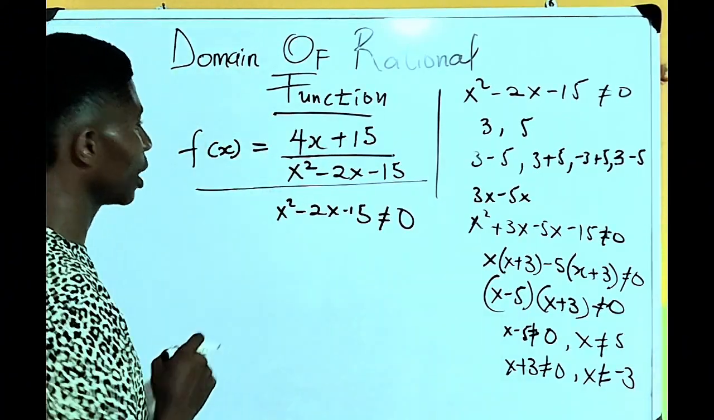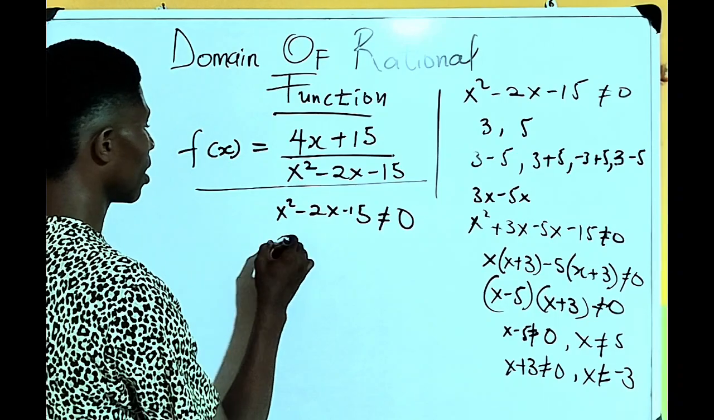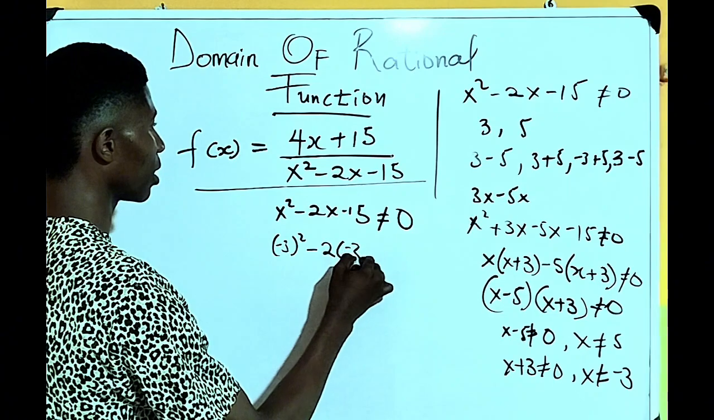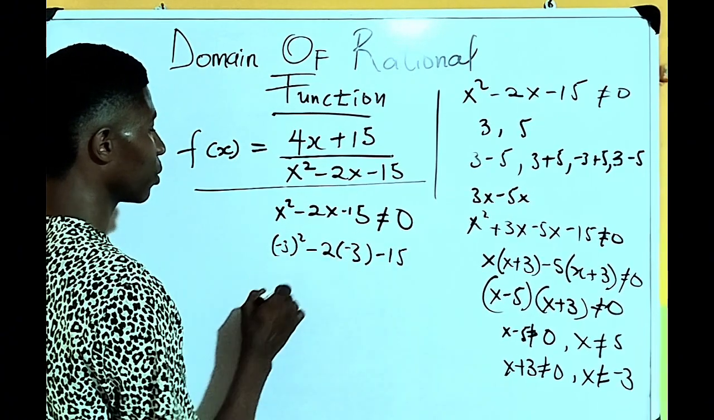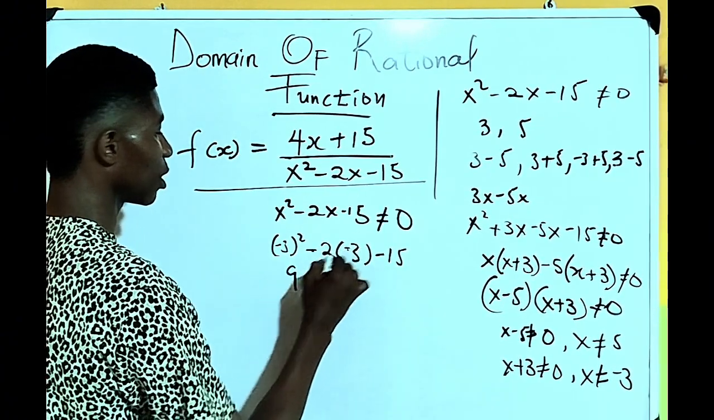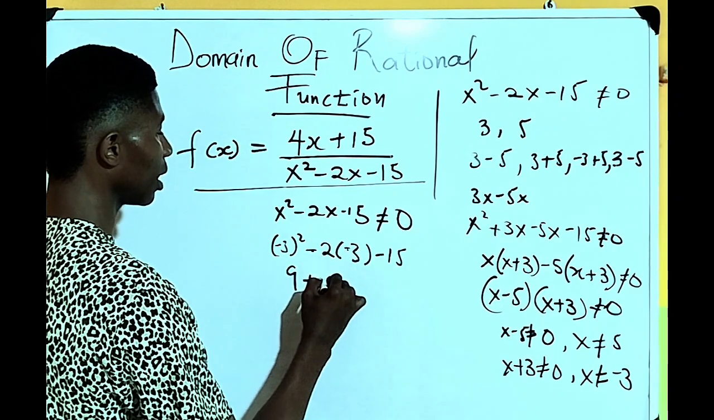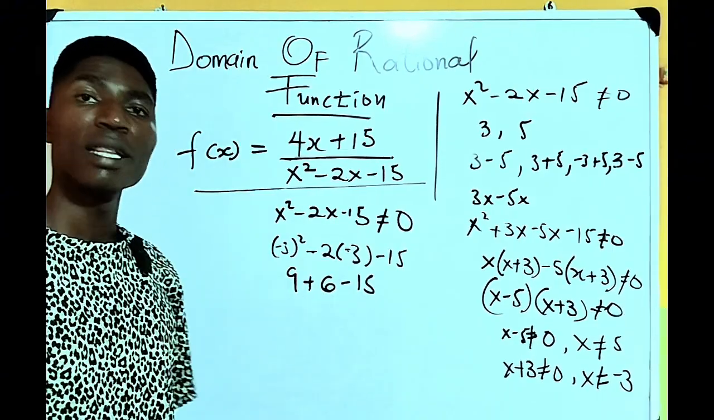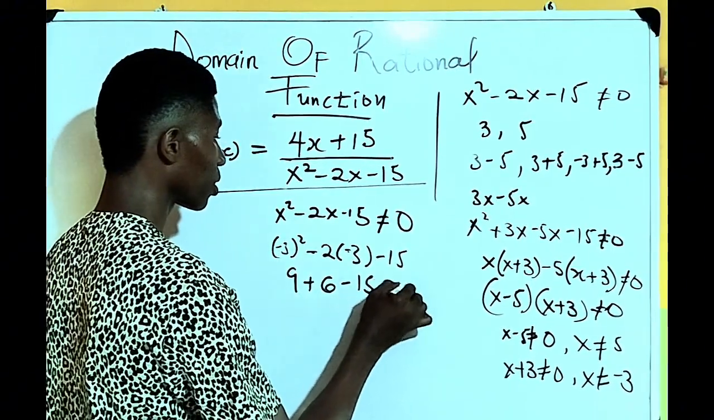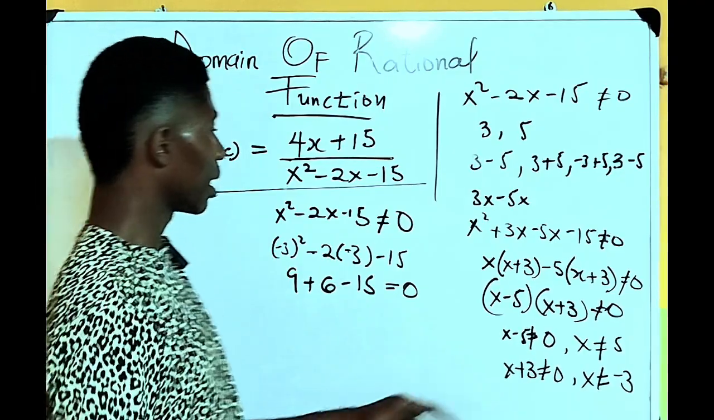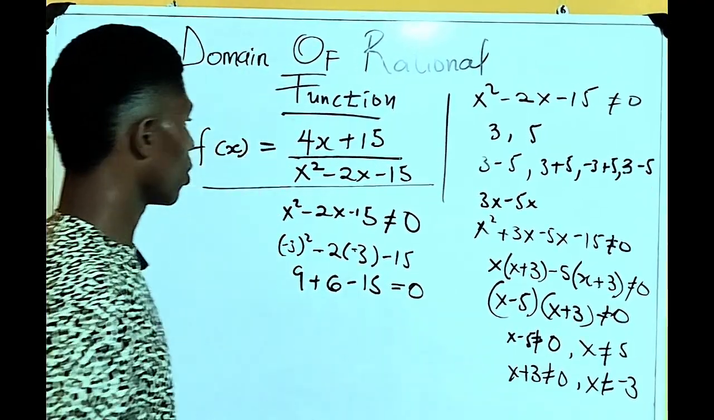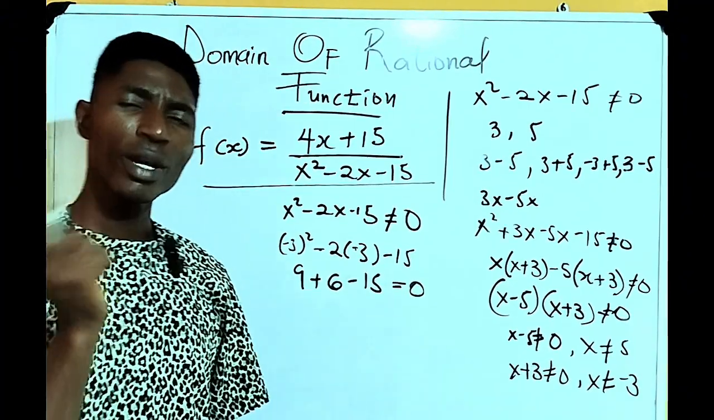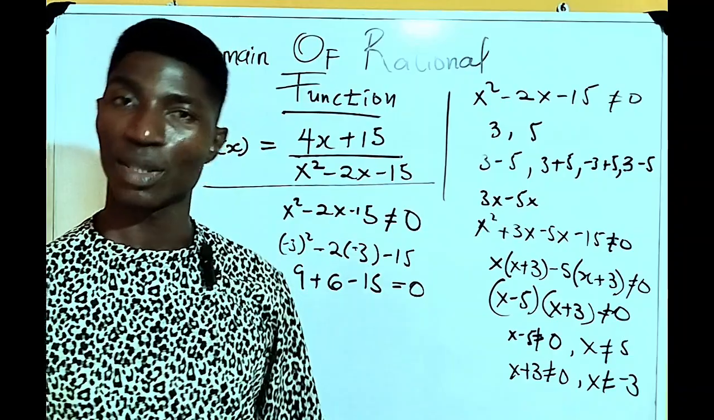When you substitute minus 3 into this function, you're going to have minus 3 all squared minus 2 times minus 3 minus 15. Minus 3 squared is 9. Minus times minus is plus. 2 times 3 is 6, minus 15. 9 plus 6 is 15, and 15 minus 15 is equal to what? 0. The same thing is applicable to 5. When you substitute 5 into this function, you also get 0. So our domain is all real numbers except minus 3 and 5.